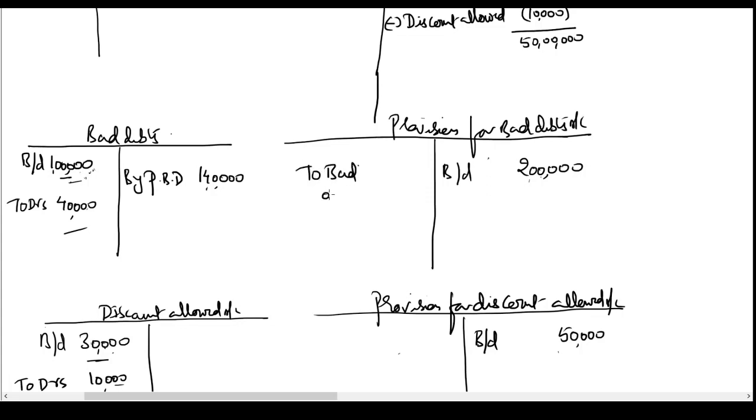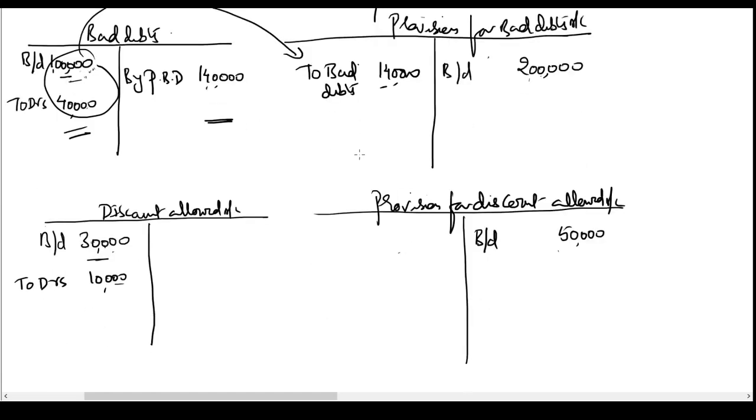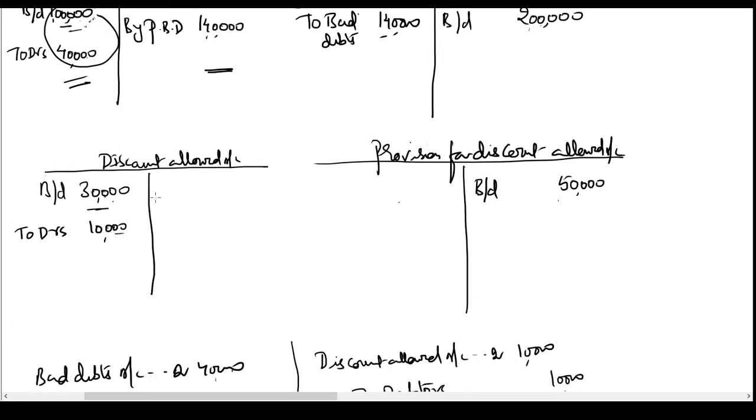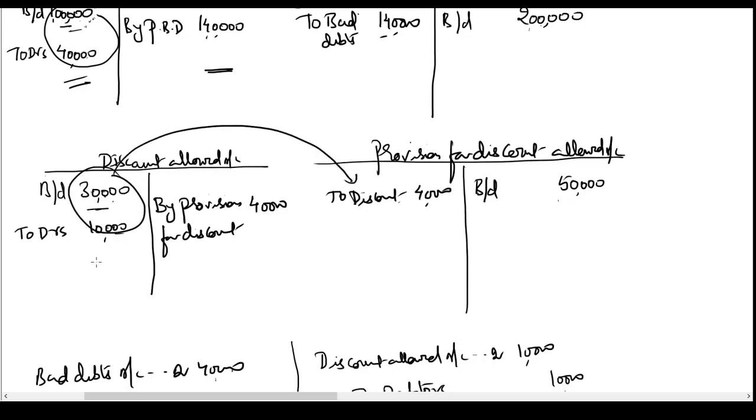In provision for bad debts account, I'll write to bad debts 1,40,000. So this account will get closed. So what I've done is I have transferred this loss to the provision for bad debts account. Similarly, discount allowed account has to be closed by transferring it to provision for discount account. So I'll write here by provision for discount 40,000 rupees, and here I'll write to discount 40,000 rupees. So this loss has now been transferred to the provision for discount account. Okay.